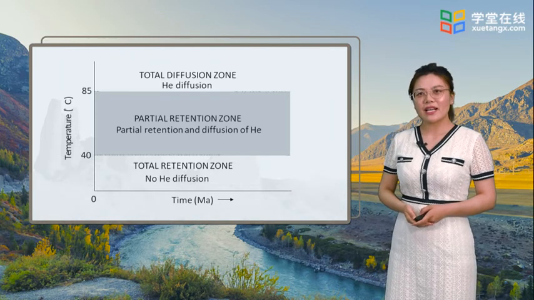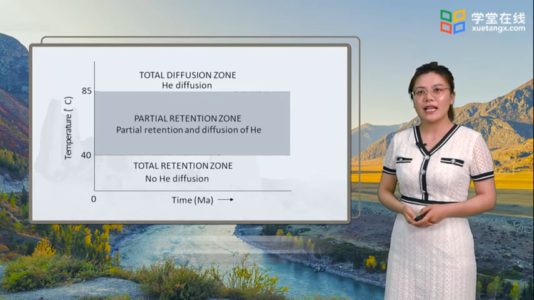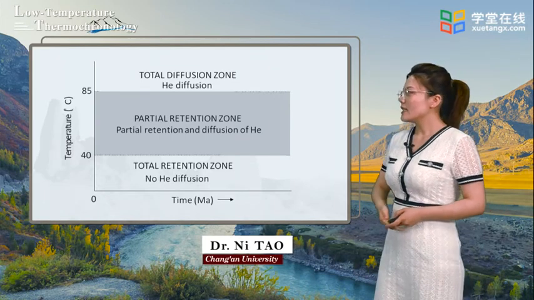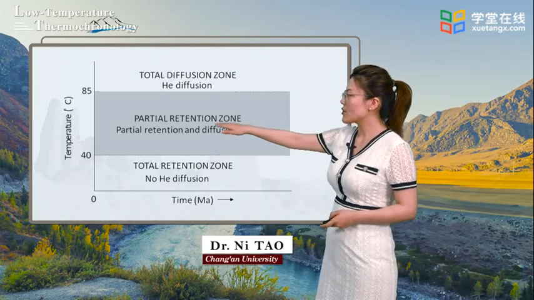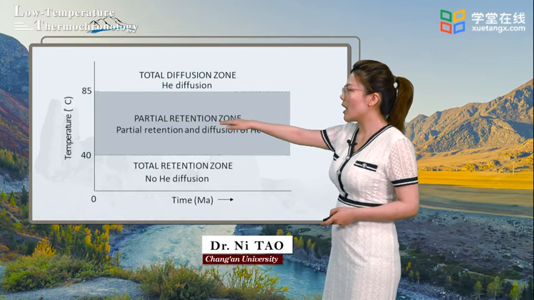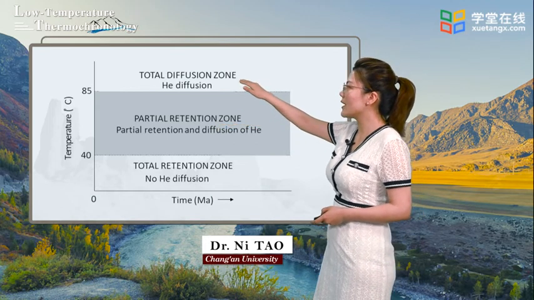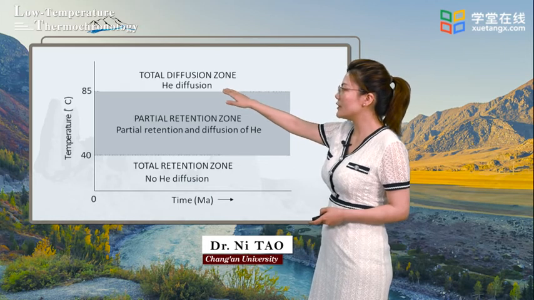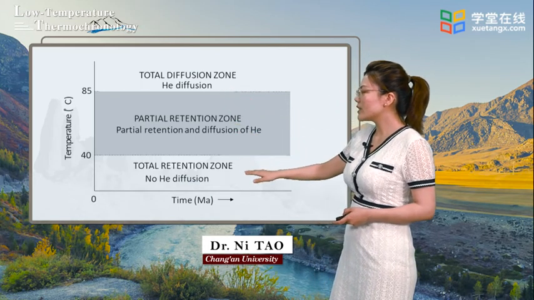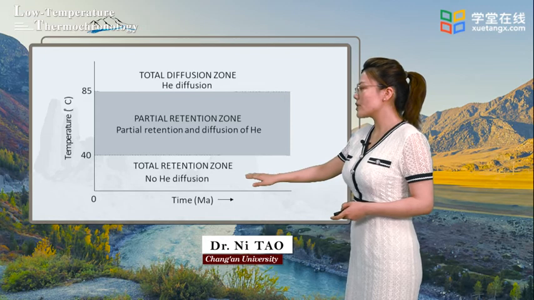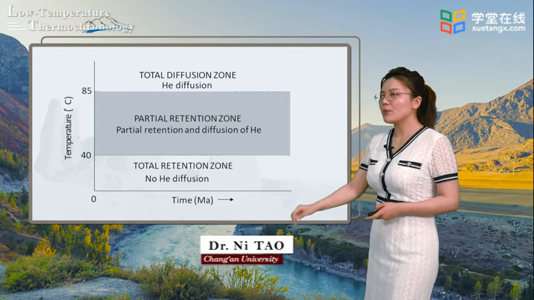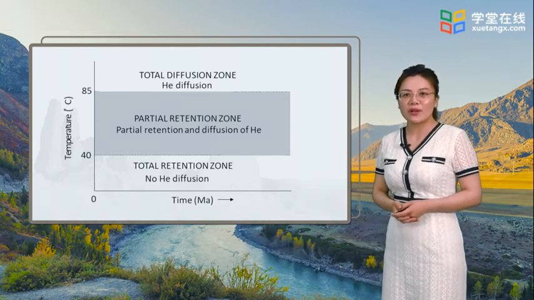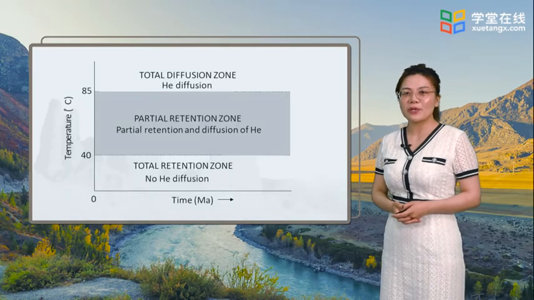This figure illustrates the partial retention zone. As we can see, the shaded zone shows the partial retention zone, and above it, as temperature goes higher, is the total diffusion zone where helium will be totally diffused. And at lower temperatures is the total retention zone, where no helium will be diffused. In other words, all of the helium produced will be retained.